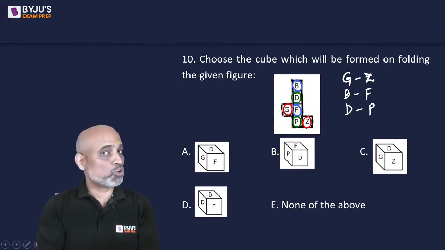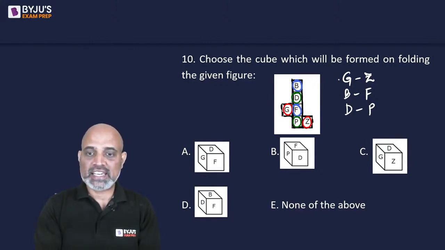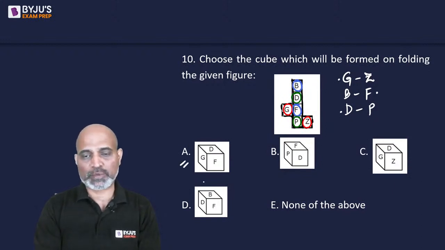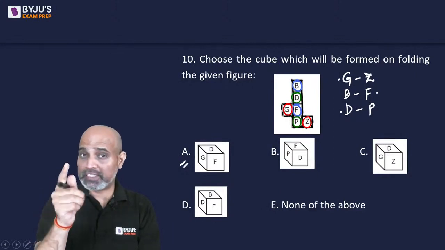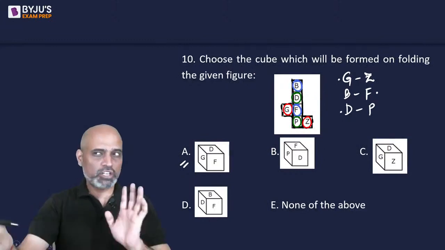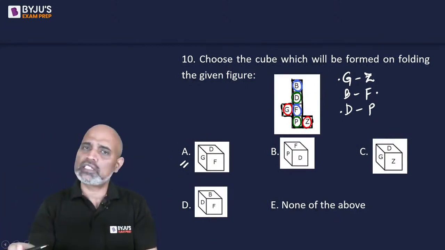Now we'll have to go option by option because we can have a lot of scenarios. First one is GDF. Is it a possibility that GDF will happen? Yes, it's very much possible. Why? Because for every pair of opposite faces, केवल एक letter आना चाहिए. You can't have G and Z both visible because they're opposite. Opposite faces में या तो ये देख पाओगे या ये देख पाओगे. दोनों कैसे देख पाओगे?